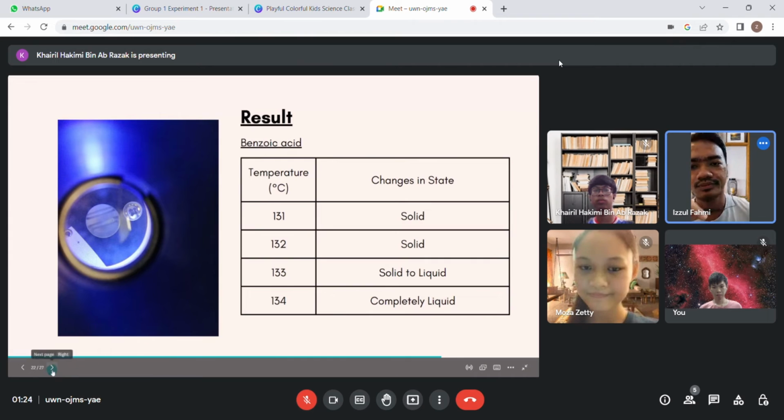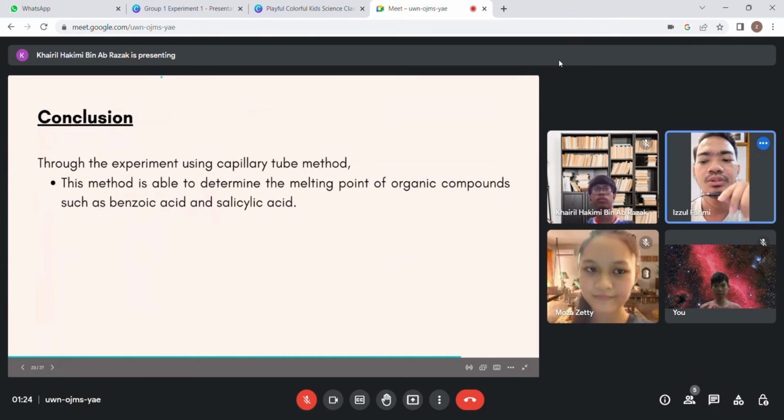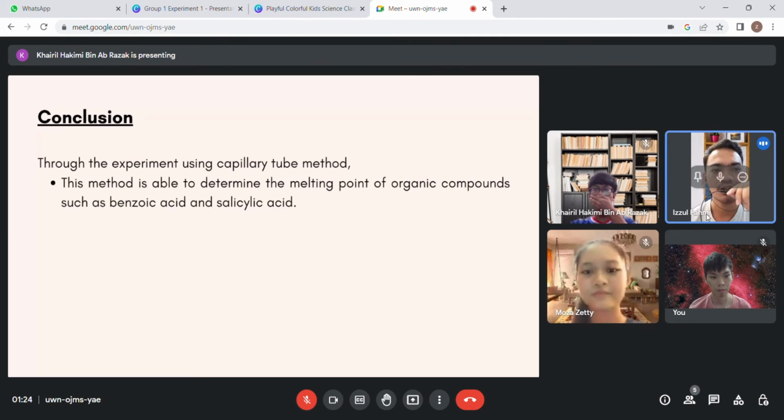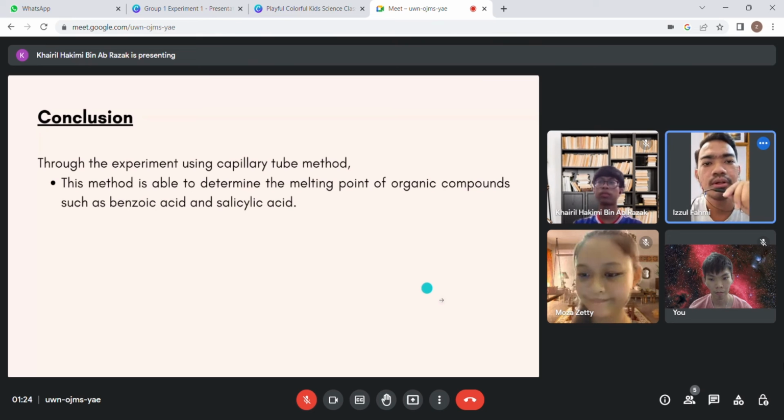So the conclusion that we have come out with from this experiment using the capillary tube method is that this method is able to determine the melting point of organic compounds such as benzoic acid and salicylic acid. We obtained that the benzoic acid melting point is 133 degrees Celsius and the salicylic acid melting point is 159 degrees Celsius.